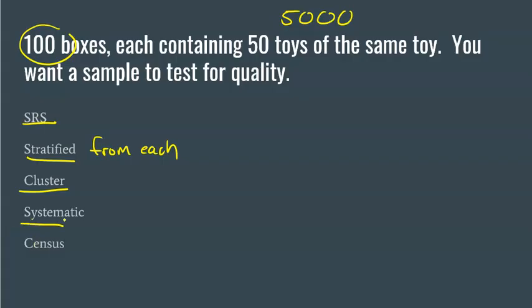Systematic would be, I'd have to unbox every single box and get a long list of every single toy. I would not want to do systematic here. And then maybe I pick every 5th toy. Well, I have to take all the toys out of the boxes. That's going to take too long. A census is where I would literally select every single toy and measure every single toy for quality. I don't have time to look at 5,000 toys. That's going to take way too long.